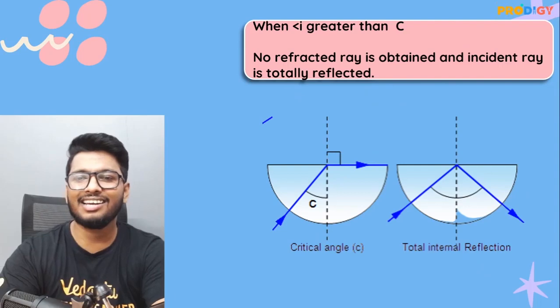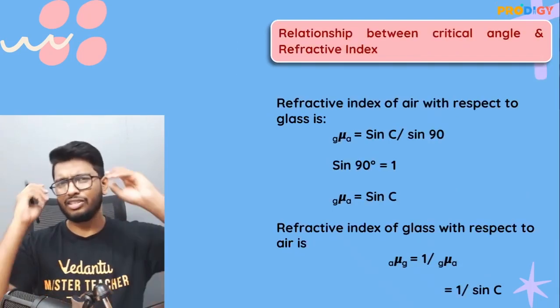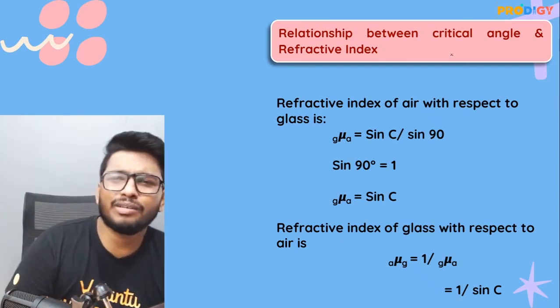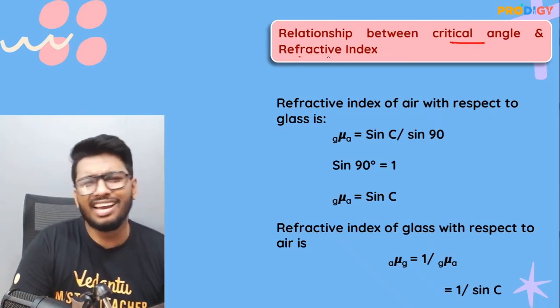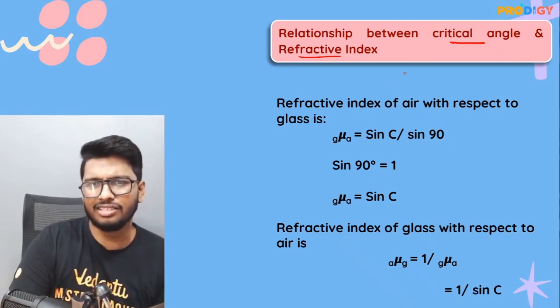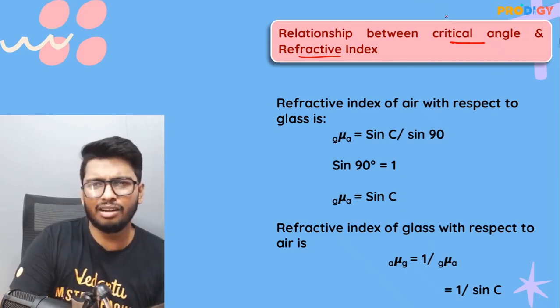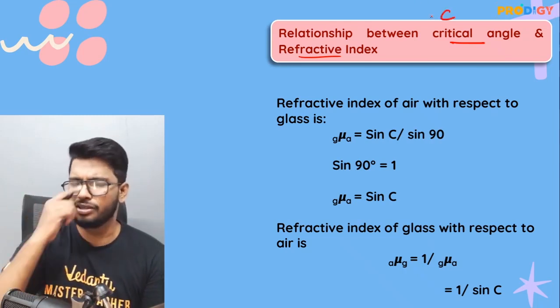All right, so that is TIR, or total internal reflection. Now there's a small derivation for this also, a small relationship between critical angle and refractive index. It's actually quite simple, because we know that the critical angle is nothing but that angle of incidence for which the angle of refraction is 90 degrees. Now, the critical angle is generally represented by the letter C.